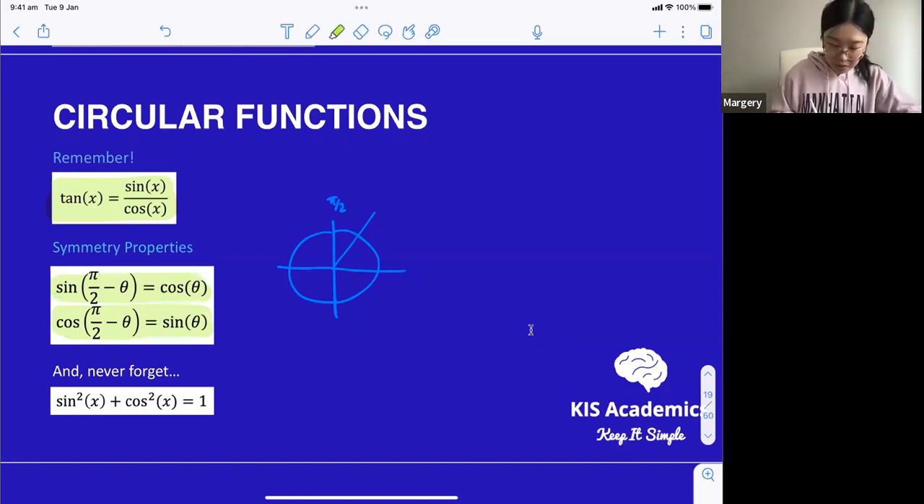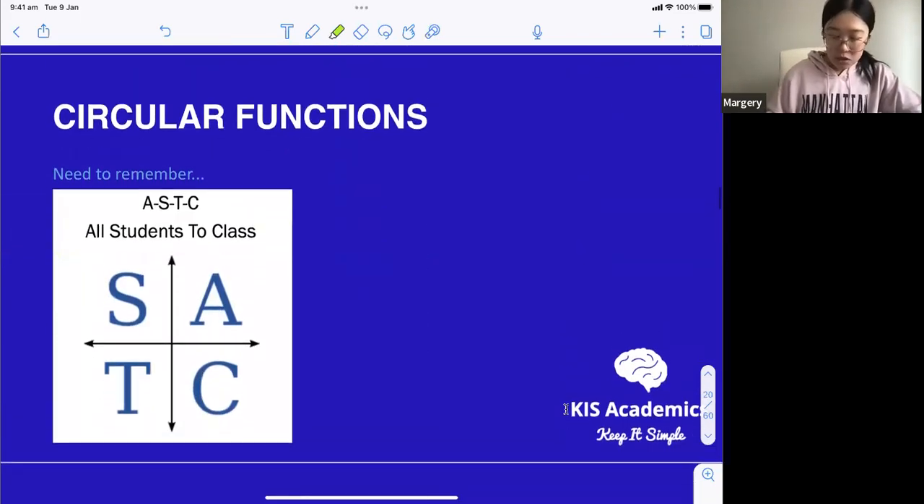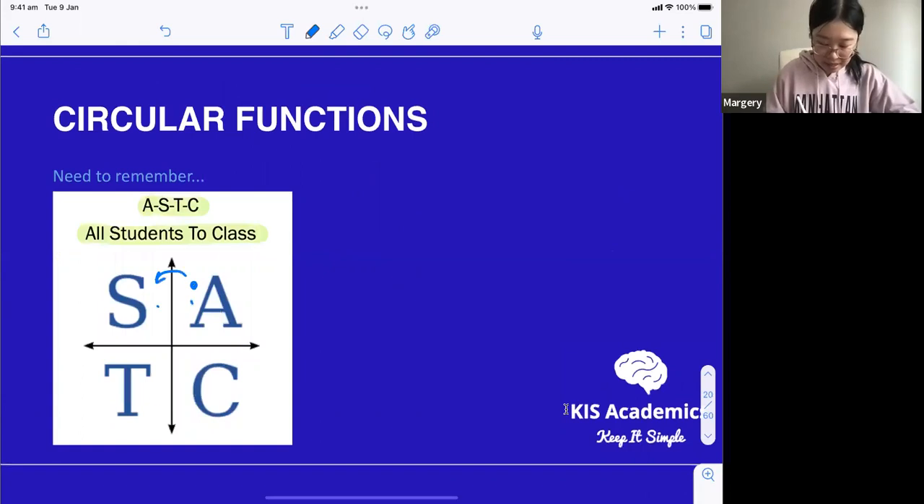And again, we've got this formula over here, which is sine squared x plus cos squared x is equal to 1. And so this here is talking about the unit circle. A way to remember this is ASTC, all students to class. So we start at this positive axis, and then we move across in an anti-clockwise direction. So we get ASTC over here.